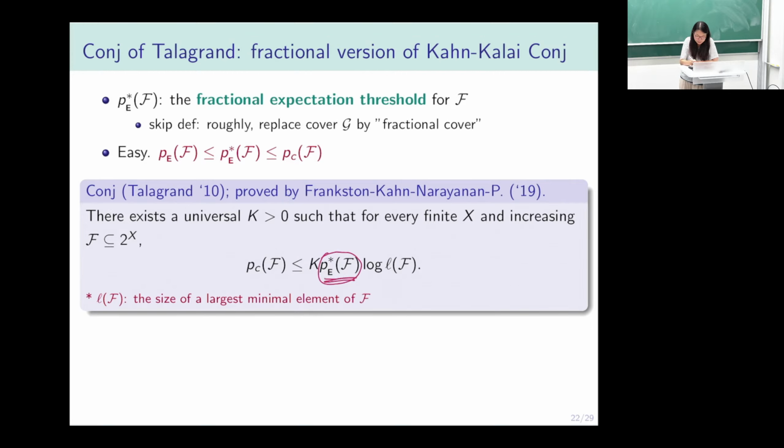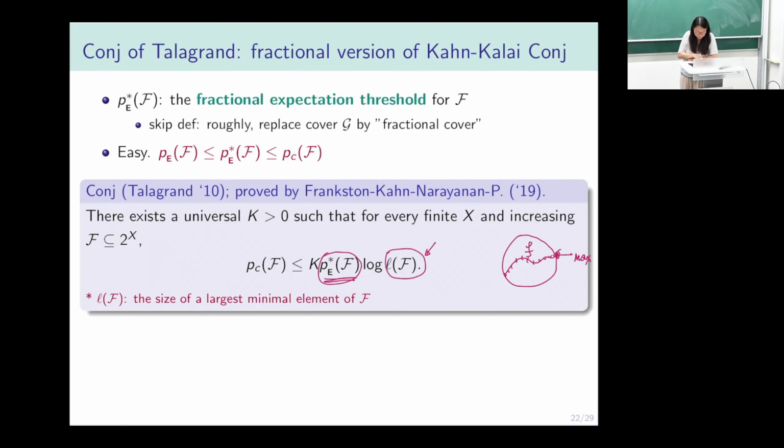Oh, and also there was a small improvement. Instead of the size of the universe, we use L of F, which is the size of a largest minimal element of F. Let me explain a little bit more. Let's say this is our increasing property F. For L of F, we consider all of the minimal elements of F, and then we take the maximum size. This is the definition of L of F. So in particular, if we consider a fixed graph, in that case, L of F is just a constant. That means there's no gap between the expectation threshold and the actual threshold.